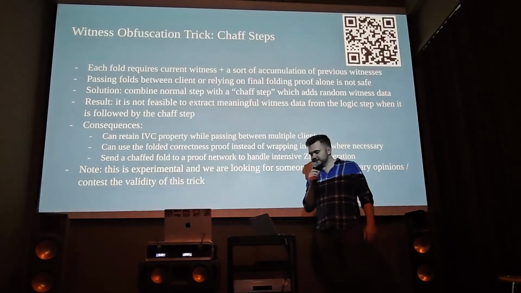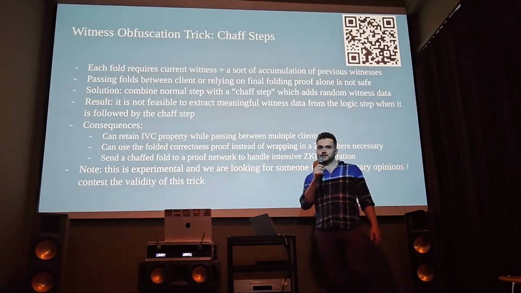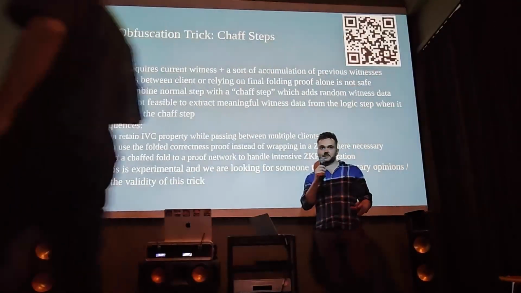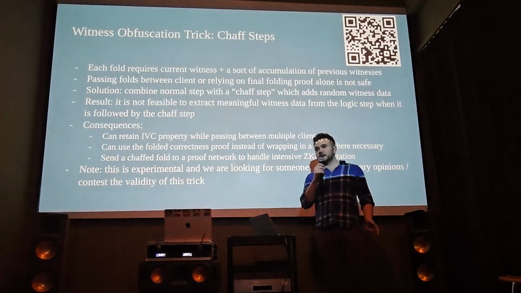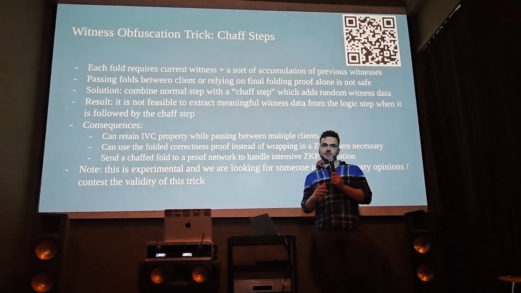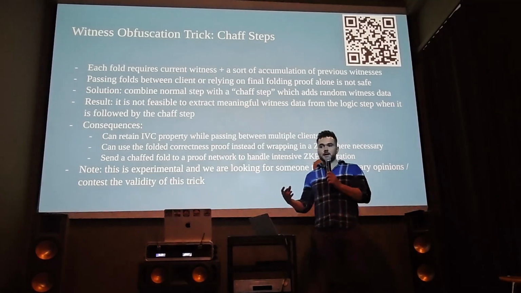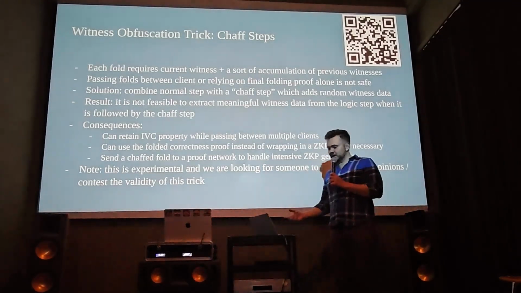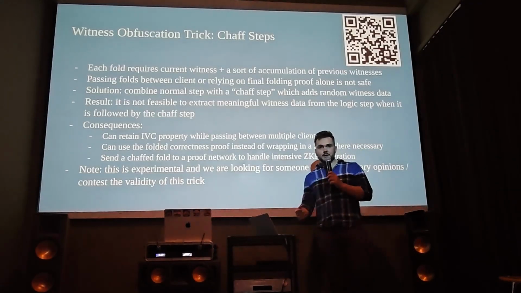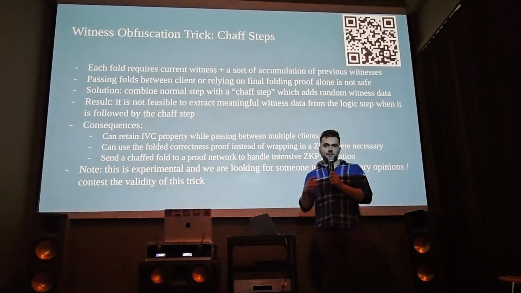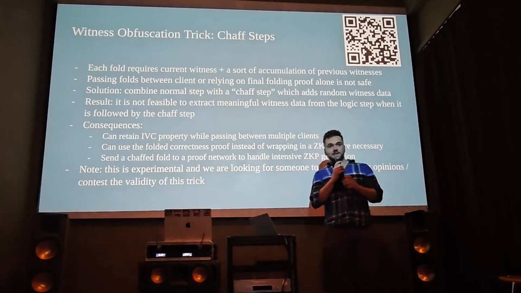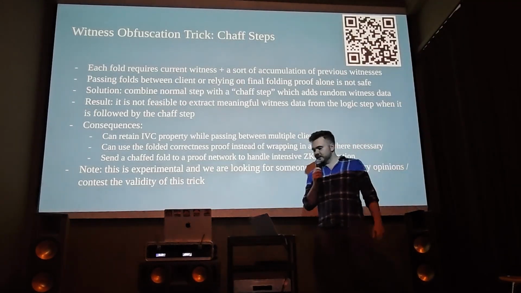So in Circom, what this looks like is we just have a multiplexer which checks if it's a chaff step. And if it is a chaff step, all the constraints that we're doing are just ignored. And all the computation is still done, so we're still getting all of that random witness data. But functionally, we result in this proof that has a running witness that is pretty difficult, if not impossible, to meaningfully extract any sort of data from.